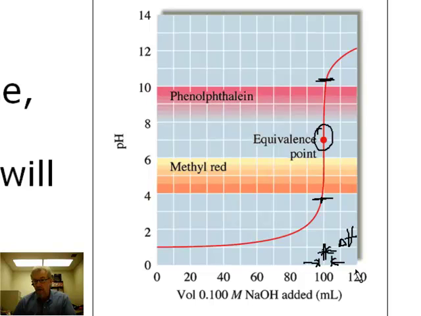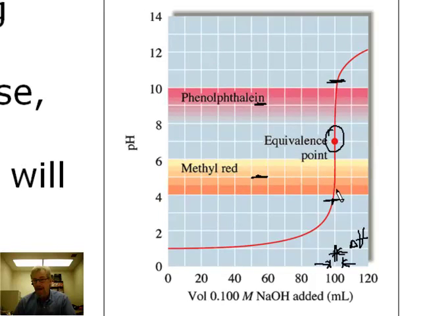And so an indicator that changes at low pH with a pKin about here, like methyl red, would work. And phenolphthalein, which has a pKin that's about 9, would go through its entire color change also in this very limited amount of additional volume. And so you'd catch the equivalence point with either of these two indicators.